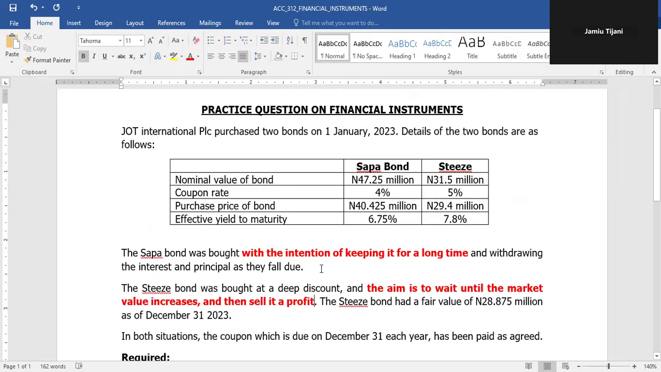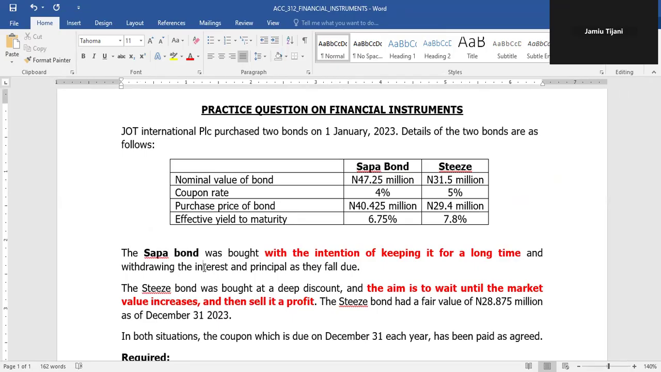Now, the implication of this is that the Sapa bond is to be accounted for using the amortized cost. The amortized cost method requires that you prepare that schedule and determine the effective interest rate, which will increase the value of the bond. Of course, when payment is made or received, you deduct the same. The closing value becomes the amortized cost. It continues that way till the end of the life of that bond.